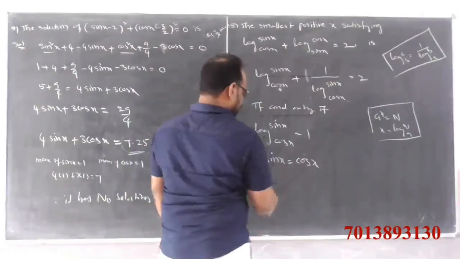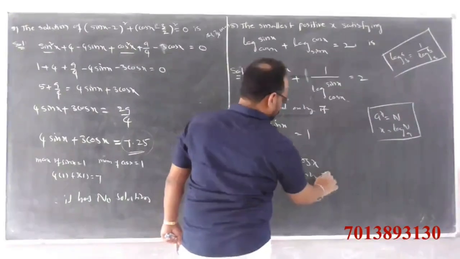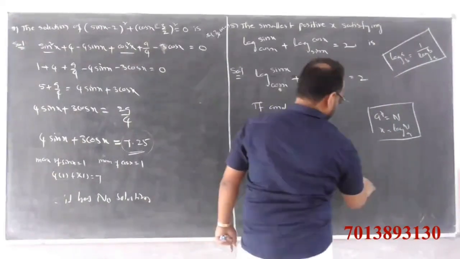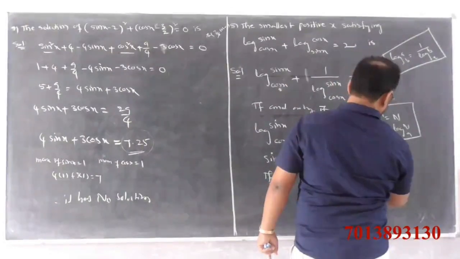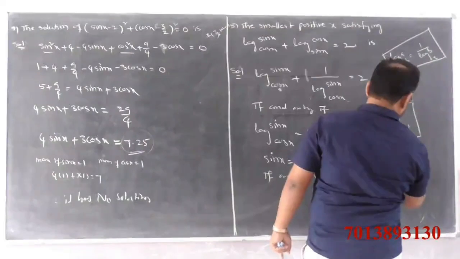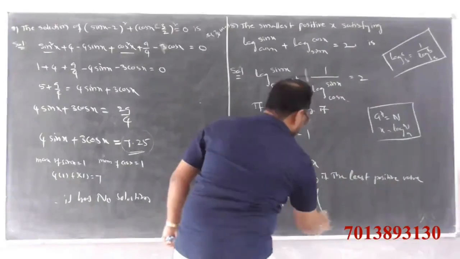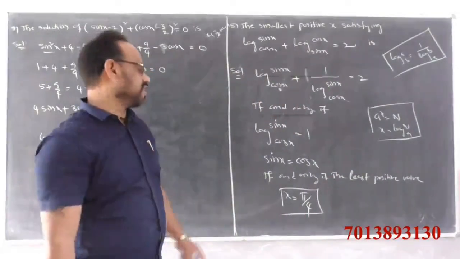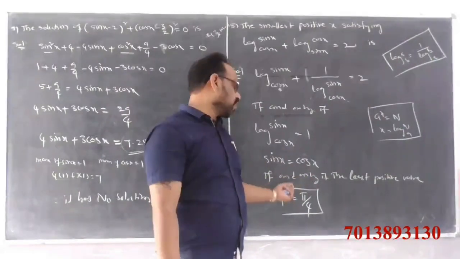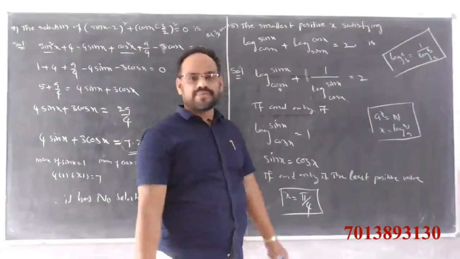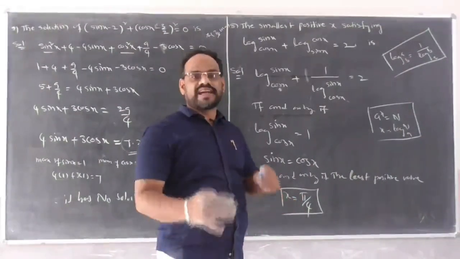Sin x is equal to cos x, and you can only use the least positive value, that is clearly x is equal to pi by 4. That means sin 45 has value 1 by root 2 and cos 45 has value 1 by root 2. So sin x is equal to cos x is satisfied only when x is equal to pi by 4. Or this can be written as sin, cos, x can be written as sin 90.